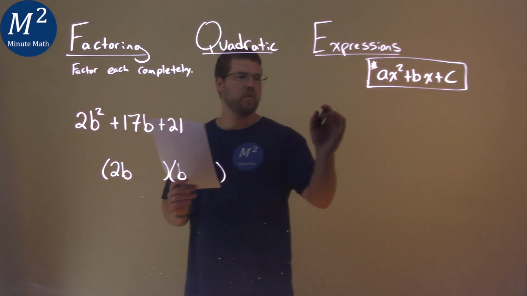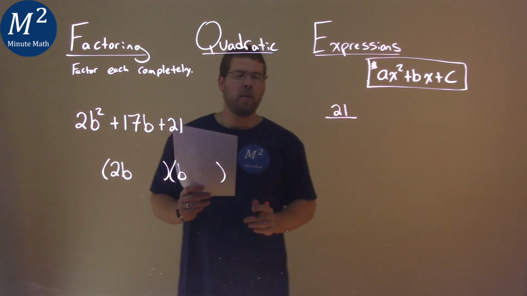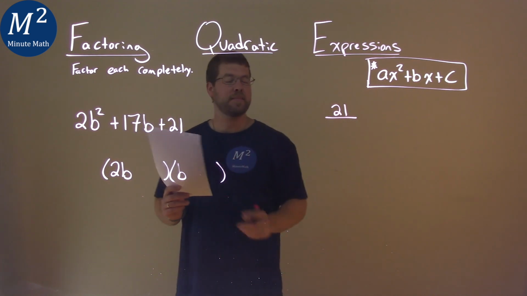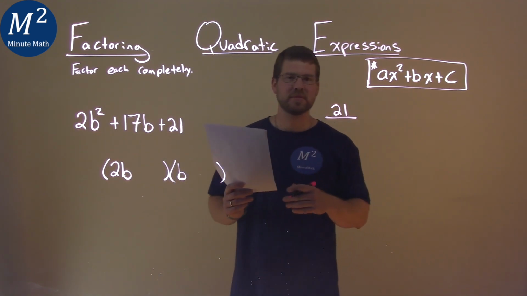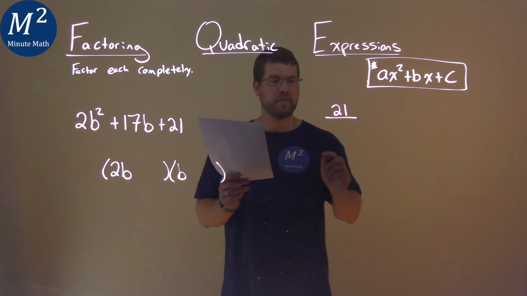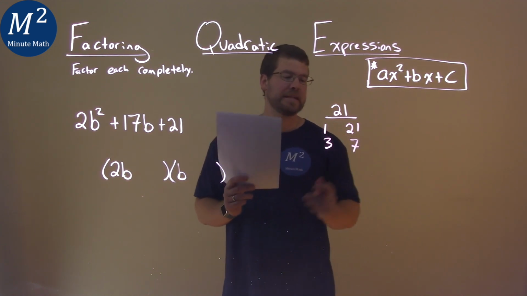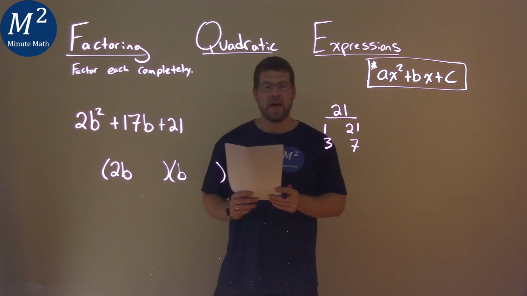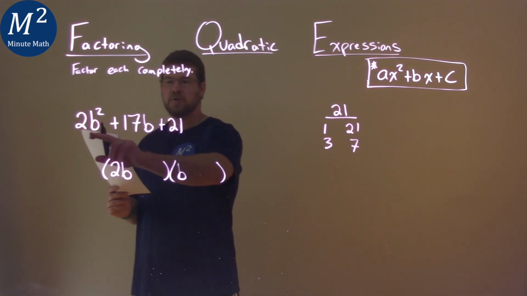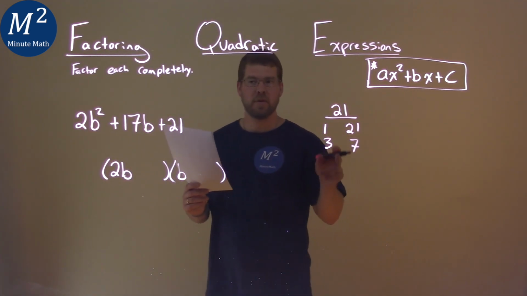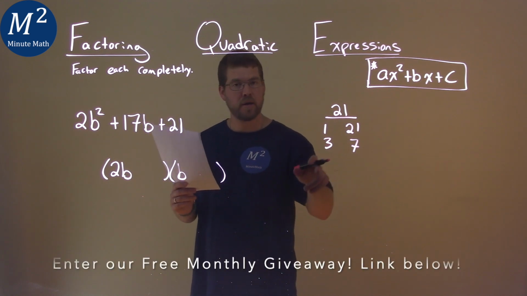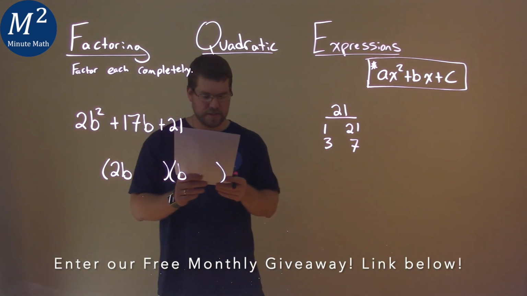So now look at 21. I want to find the c value, 21. Find two numbers that multiply to 21 and list them all. That's 1 and 21, and 3 and 7. So now I have to ask myself this: 2 times which one of these numbers plus the other one, the other pair, gives us 17?